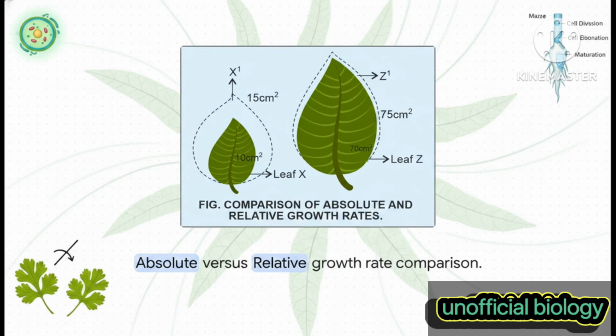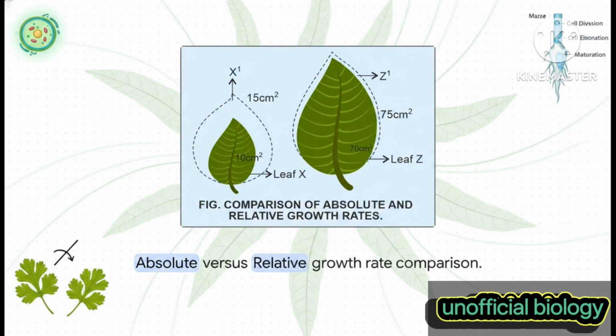Now, if you want to actually compare the growth between 2 different plant parts, you have to use 2 specific metrics, absolute growth rate and relative growth rate. Let's look at this example. Leaf X starts at 10 square centimeters and grows to 15. Leaf Z starts way bigger, at 70 square centimeters and grows to 75. Okay, so both leaves increase their total surface area by exactly 5 square centimeters in the exact same time frame. That means their absolute growth rate is completely identical.